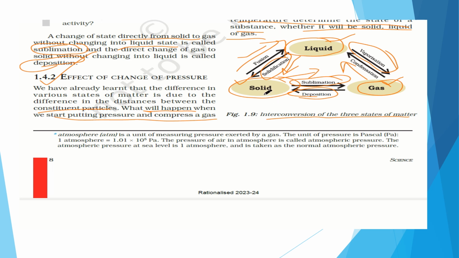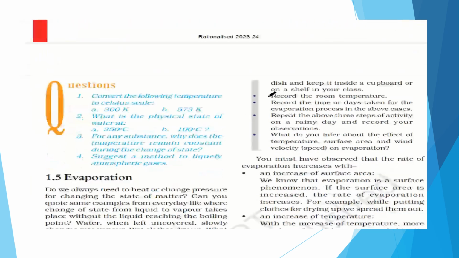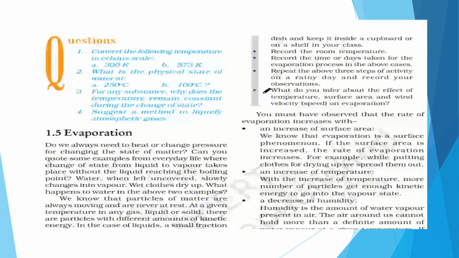I think you all will know the answer. So first write it, and then if you are having any doubts, ask me in the comment box. Now convert the following temperatures to Celsius scale: 300 degree Kelvin, 573 degree Kelvin. You know the difference between the Celsius and the Kelvin scale, so do it as I have taught you in the previous class. What is the physical state of water at 250 degrees centigrade? You just need to know the boiling point of water, at what point it vaporizes.